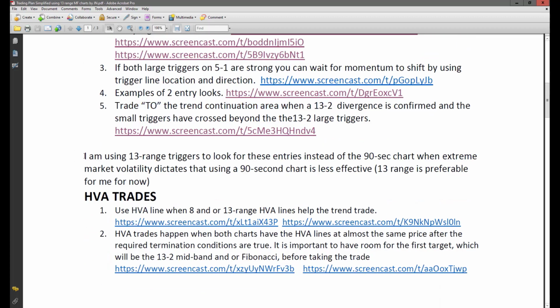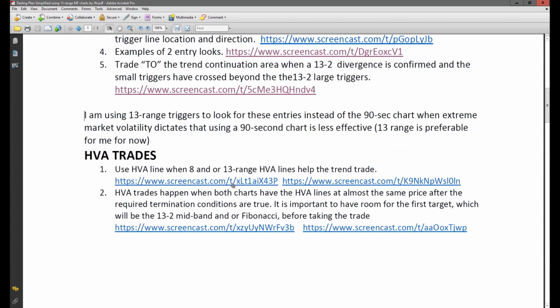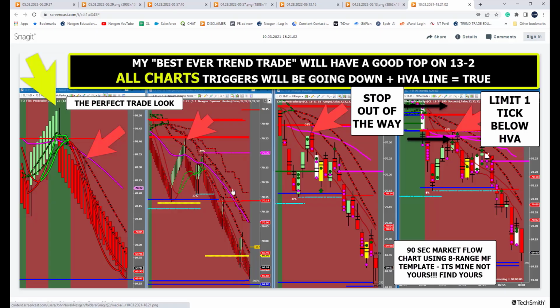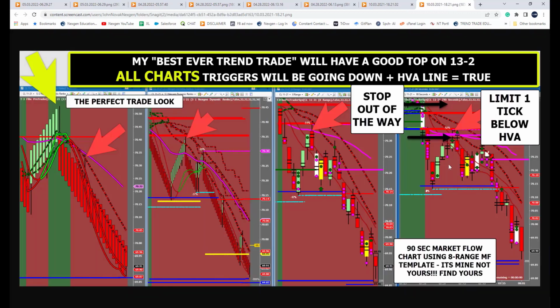Now, high volume area trades. Same thing. I mean, look, the rules didn't change from the plan on the website. You have to have termination, right? And 8 or 13 range high volume lines. Doesn't matter what chart you use. I had a 90-second chart in some of my examples, but it doesn't really matter. If you have a good top and you've got good reasons, use the high volume line to help you out.